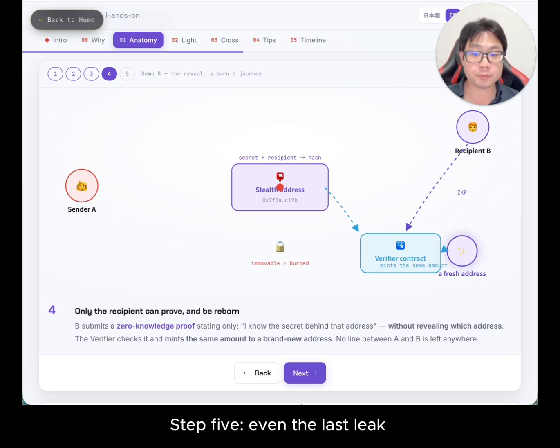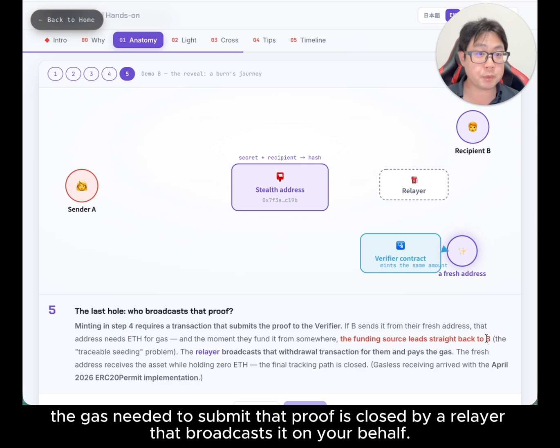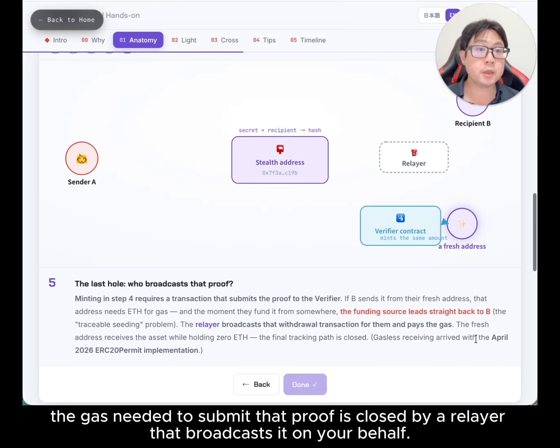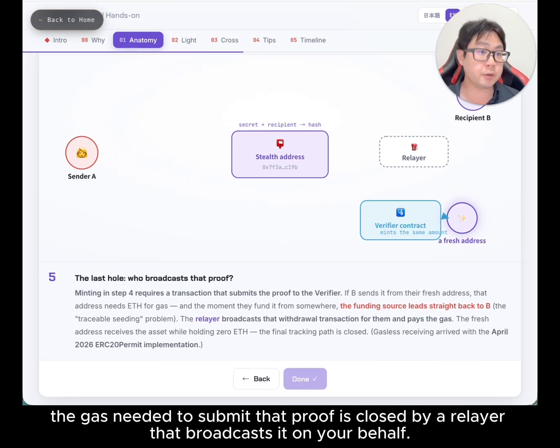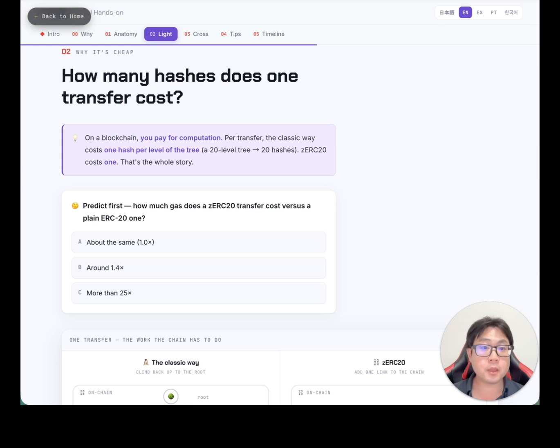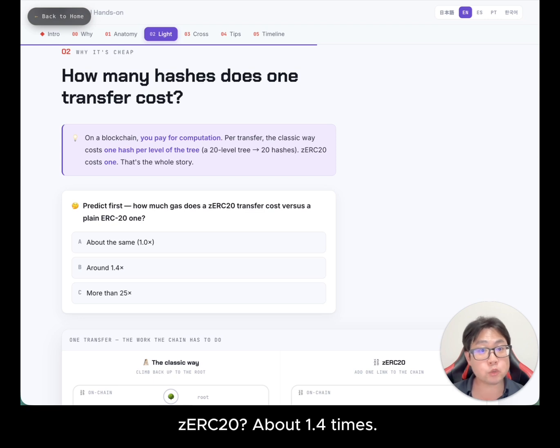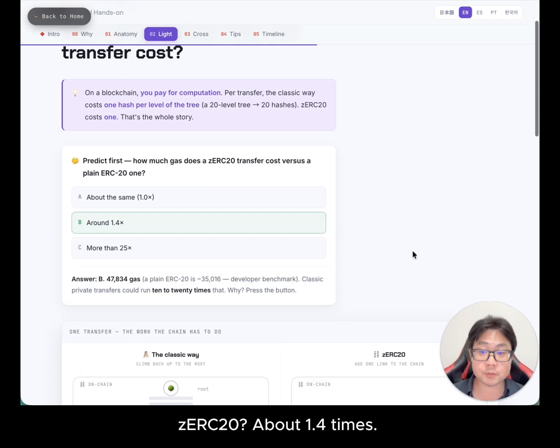And step 5. Even the last wrinkle, the gas needed to submit that proof is covered by a relayer that broadcasts it on your behalf. Private transfers have a reputation, heavy and expensive. Classic designs could cost 10 to 20 times a normal transfer. Then zERC20, it's about 1.4 times.